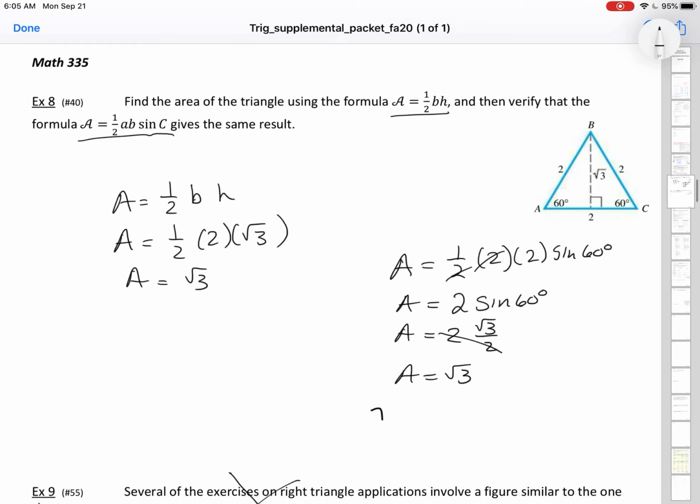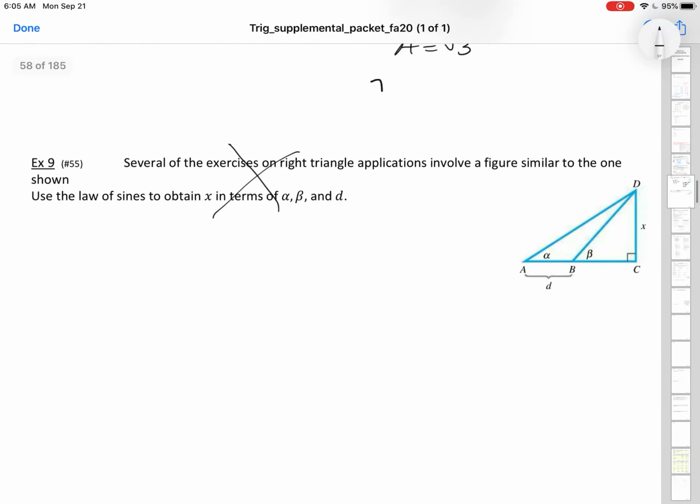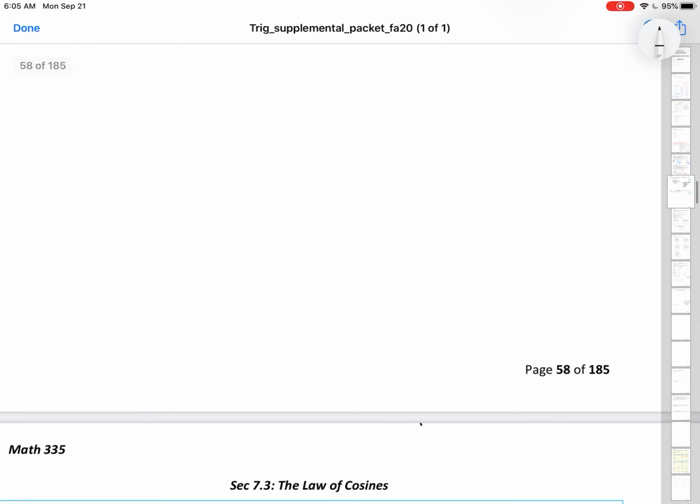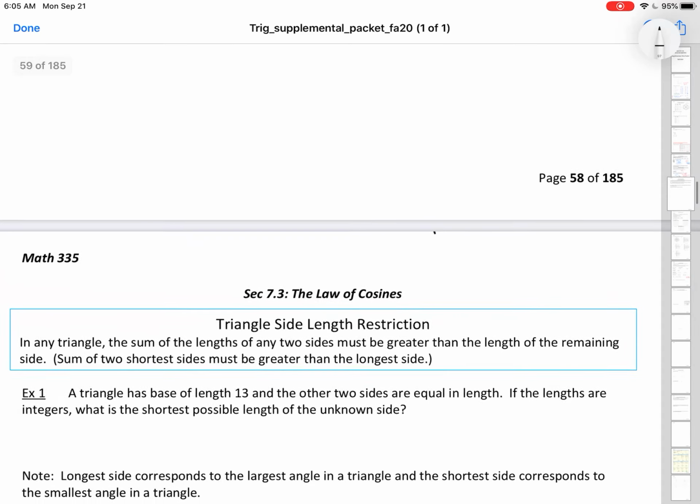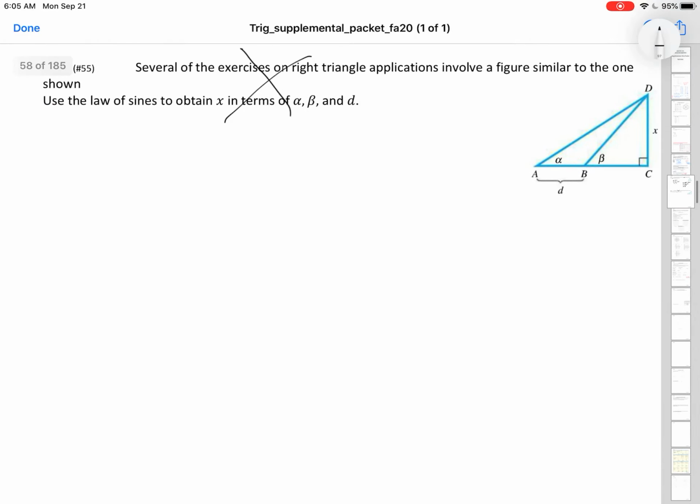Again, that's our last example here from 7.1. Let's skip this other one because it's a little bit crazy, and we'll prepare ourselves to get into 7.3. We're going to initially skip 7.2 and go right to 7.3 and learn the law of cosines, and then come back to the ambiguous case of the law of sines. It will help us understand it better.